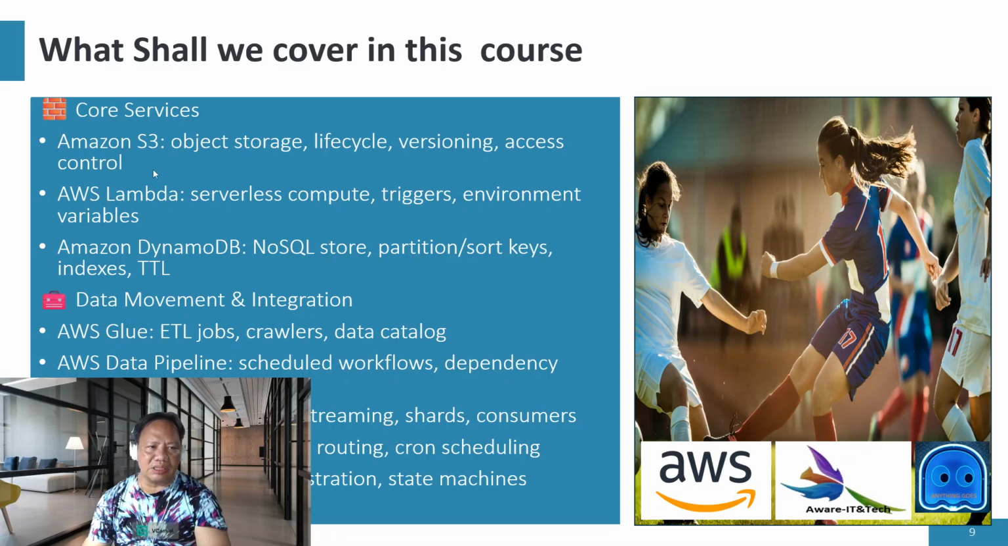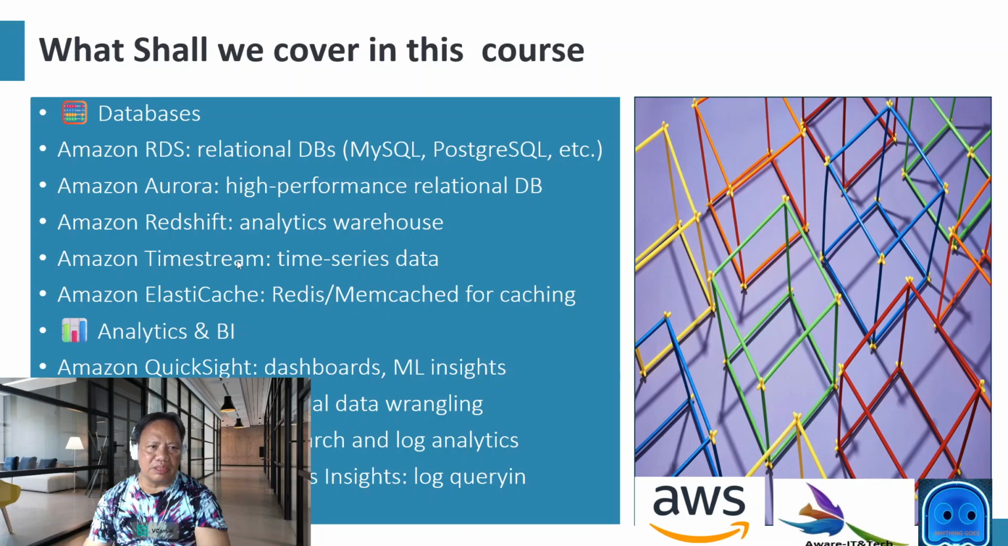For core services, S3, we already talked about that. For the databases that are available in Amazon, we'll be talking about Amazon RDS, Aurora, Redshift, Timestream, and ElastiCache. For analytics and BI, Amazon QuickSight, Glue DataBrew, and OpenSearch, and CloudWatch Logs Insights. That's Amazon CloudWatch Logs Insights. So that's the report for whatever is happening in your infrastructure.